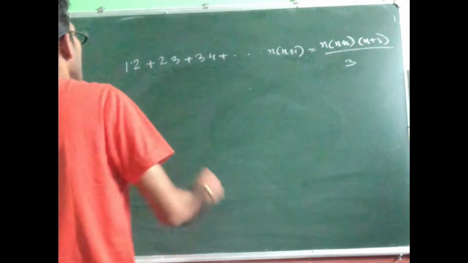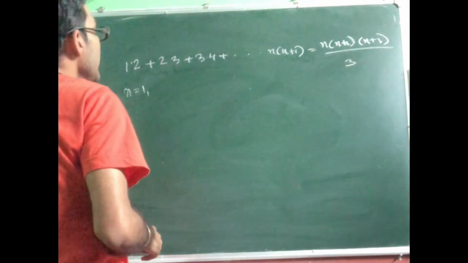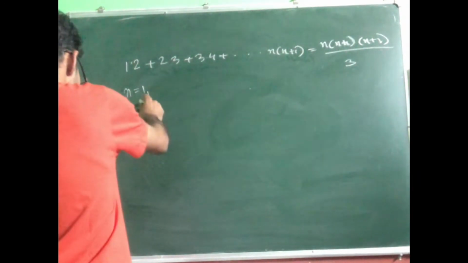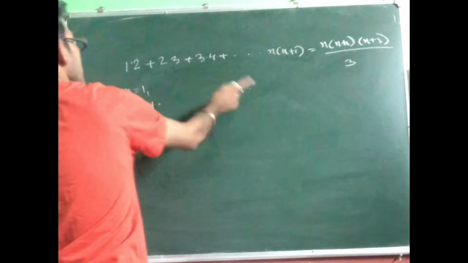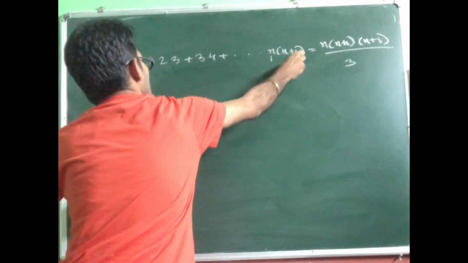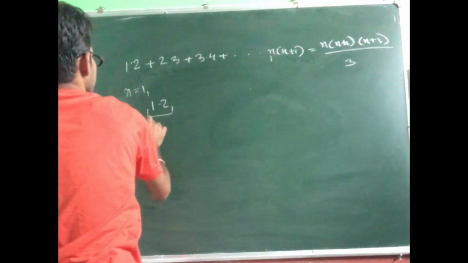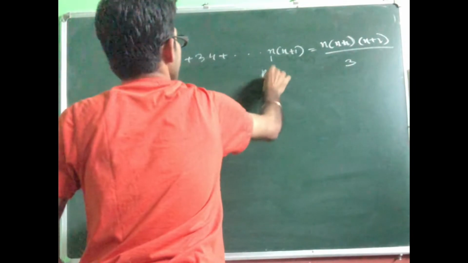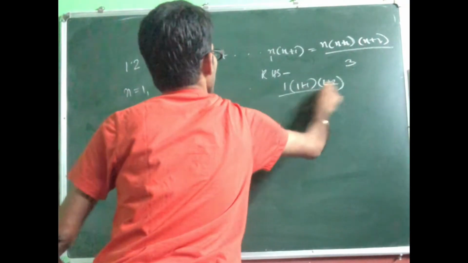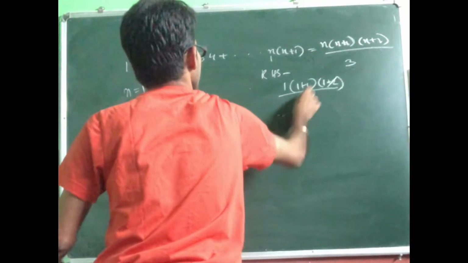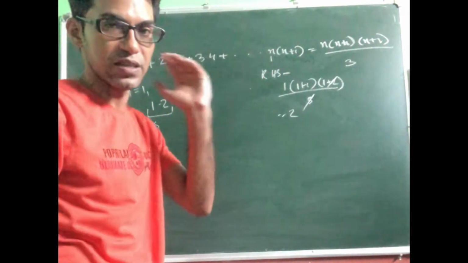So let's check with the base case n equal to 1. When n is equal to 1, this becomes 1 times (1 plus 1), which is 2. So 1 times 2, this is what I am having on the left hand side. What about the right hand side? On the right hand side I have 1 times (1 plus 1) times (1 plus 2), the whole thing divided by 3. So 3 cancels, it's 2 times 1 is 2 and this one is 2 as well. So left hand side is equal to right hand side, so the base case is true.